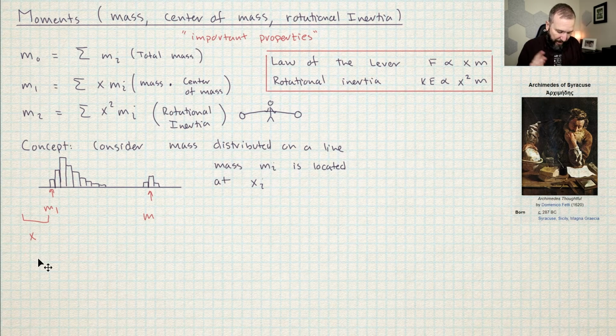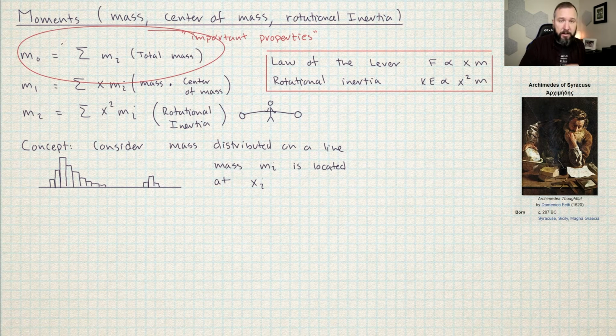All right, so if you have a bunch of masses and they're all distributed on a line and you add up all of those masses, what are you going to get? You're going to get the total mass. Okay, so I'm going to skip this one for a second. We'll come back to that one in a minute. But let's look at this one right here.